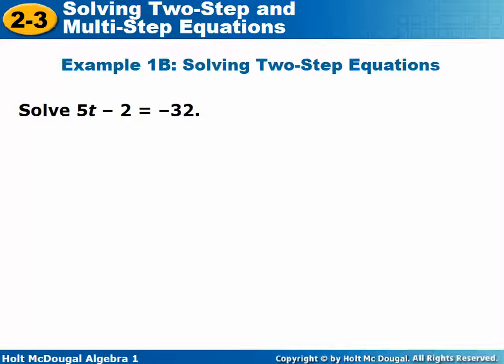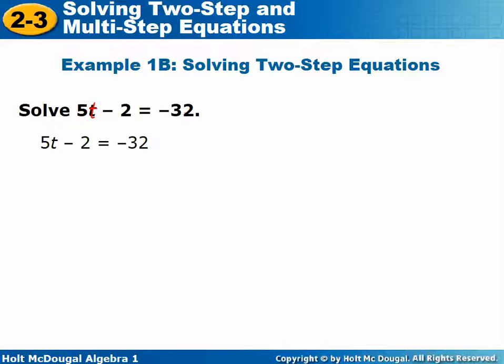Okay, here's another example. Again, find the variable. Think to yourself, what is happening to this variable? It is being multiplied by 5, and then 2 was subtracted from it to get negative 32. The first thing that we have to undo is the minus 2. That was the last thing that was done. That's the first thing that we will do the inverse operation for.